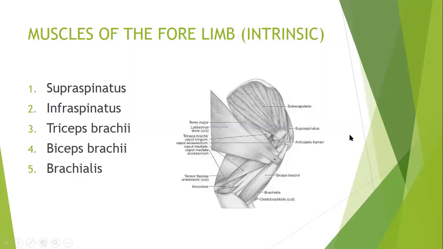We have the supraspinatus, which is attached to the subscapular fossa of your scapula. We also have the infraspinatus, which is attached to the infraspinous fossa of your scapula. Then we have the triceps brachii, so remember the tuberosity and line for triceps brachii. And then we also have the biceps brachii, bicipital groove, and then we have the brachialis muscle.